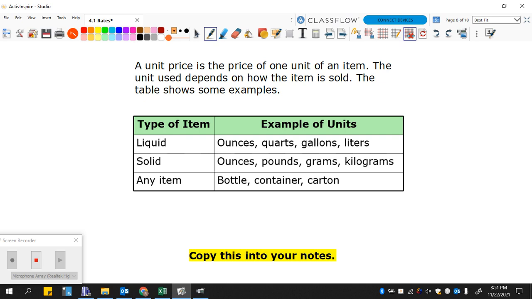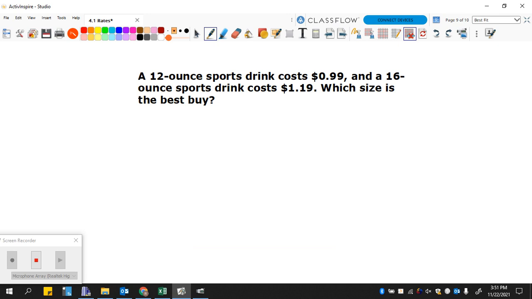Now, a unit price is the price of 1 unit of an item. A lot of times we use it to figure out what is the best deal, the best buy on something. The units depend on what we're measuring. You can see an example of all the different units that might be used. So a 12-ounce sports drink costs 99 cents, and a 16-ounce sports drink costs $1.19. Which size is the best buy?